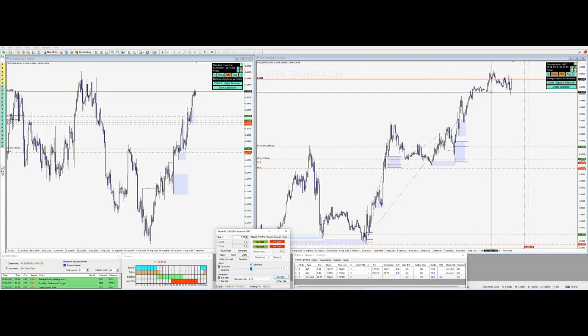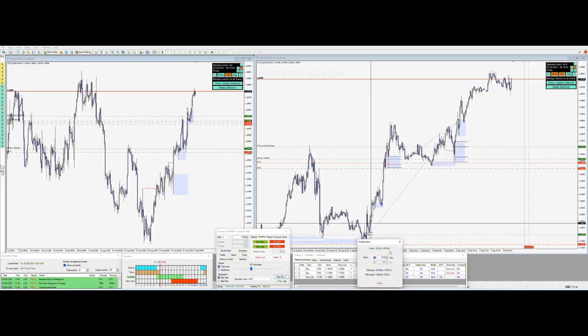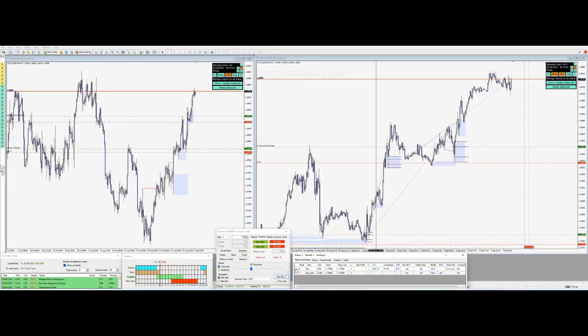Okay, we've taken out that low. What I'm going to do is just, because we've had now that bearish change of character, let's close. How much do we have? We've got four lots left. Let's just close it all. Get out of that, and then we'll get out of this.